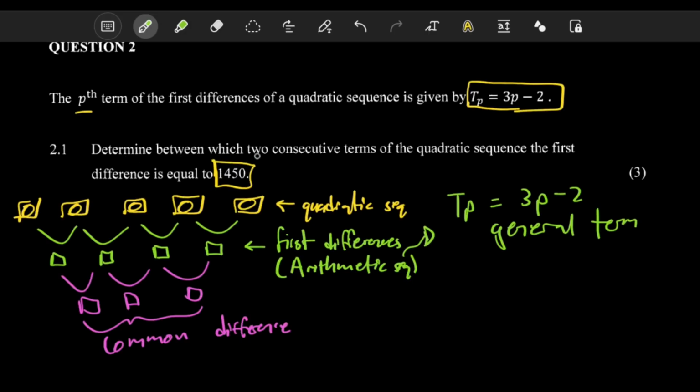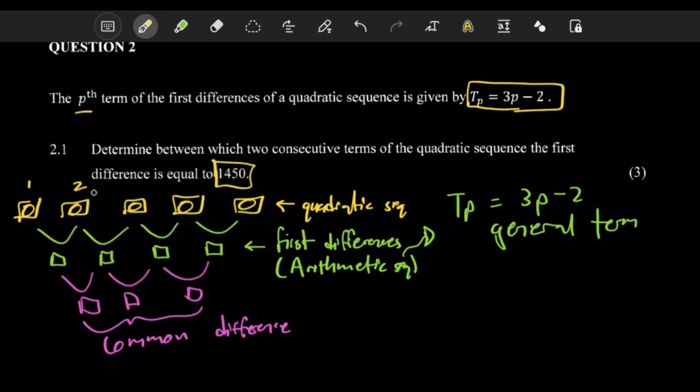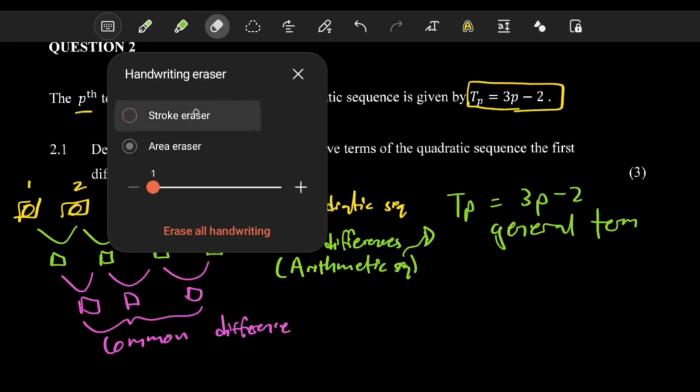So here they said between which two consecutive terms of the quadratic sequence the first difference is equal to 1450. So what they mean is, if you look nicely, this is term number 1 and this is term number 2. Between 1 and 2 you have term number 1 in the sequence of first differences. Between 2 and 3 you have term number 2. Between 3 and 4 you have term number 3. Between 4 and 5 you have term number 4, going on and on and on. So in our case, we know that in the green sequence, let me actually color code this nicely so that it is more understandable.